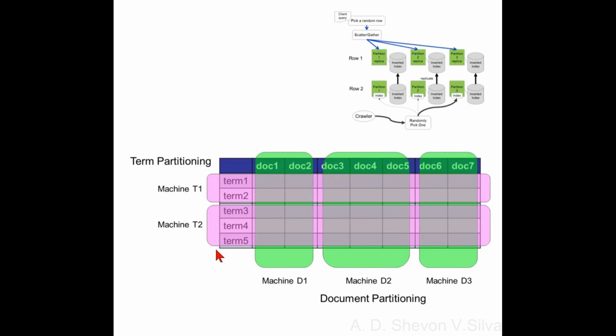A typical setting is as follows. In this setting, machines are organized as columns and rows. Each column represents a partition of documents, while each row represents a replica of the whole corpus.